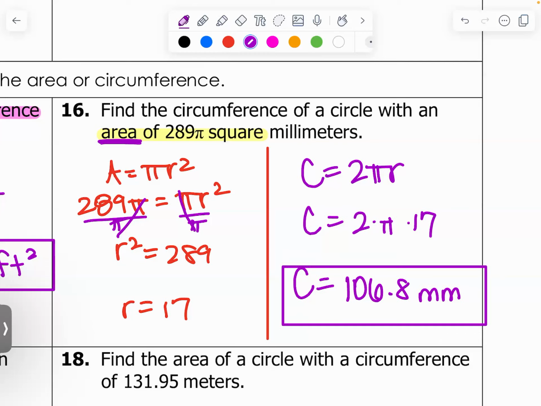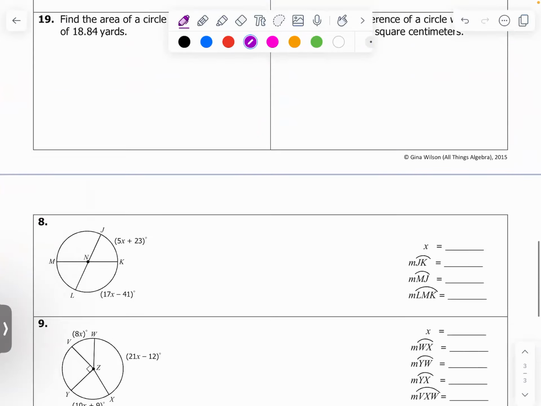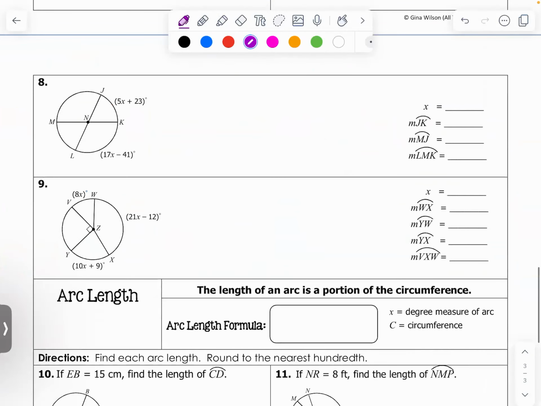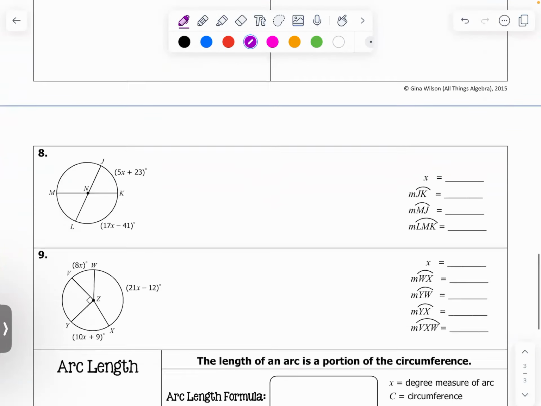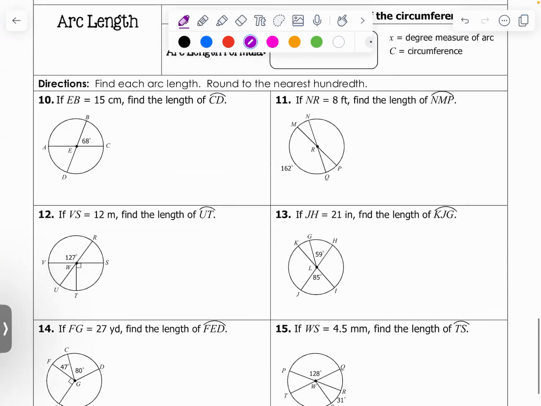Okay. Now, turn to the next page. No, turn to the next. Wait. Hold on. Oh, go to page 5. Okay, go to page 5.